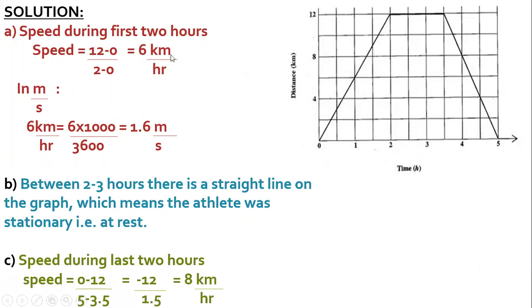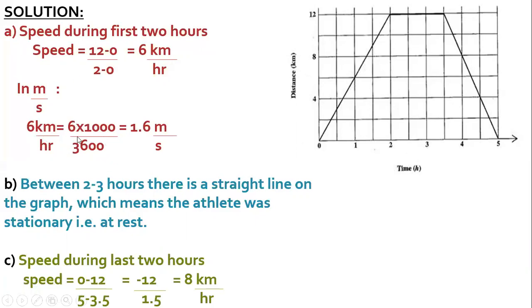Since 1 kilometer is equal to 1,000 meters, and this is in the numerator, you will multiply 1,000 with 6, obviously keeping the value of 1,000 in the numerator. And then 1 hour is equal to 3,600 seconds. How? 1 hour has 60 minutes and 1 minute has 60 seconds. You have to go from hours to seconds. So 60 multiplied by 60 is 3,600 seconds. This value is in the denominator, so you have to write 3,600 in the denominator.